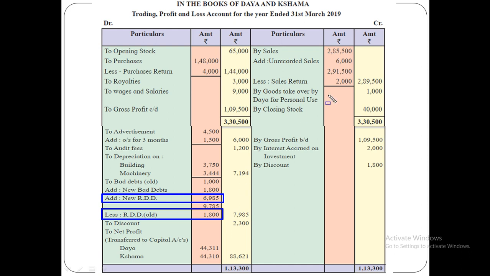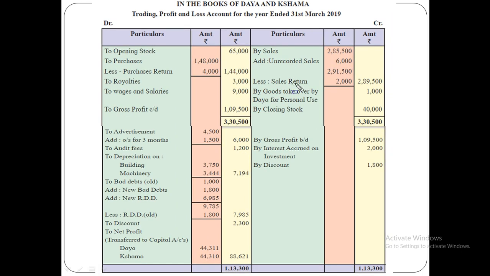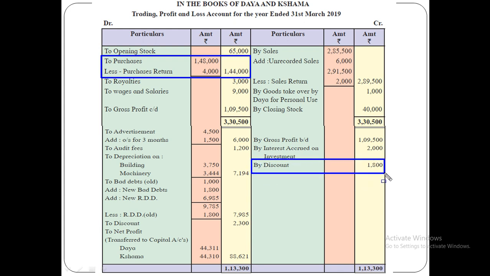Next is sales. Sales we record here on the credit side of the trading account. Next is outstanding wages. Outstanding wages is shown on the liability side. Next, purchase return. Purchase return we are going to record on the debit side of the trading account. Here it is, purchase and purchase return. Next is discount. Discount is indirect income, so we record it on the credit side of profit and loss account.